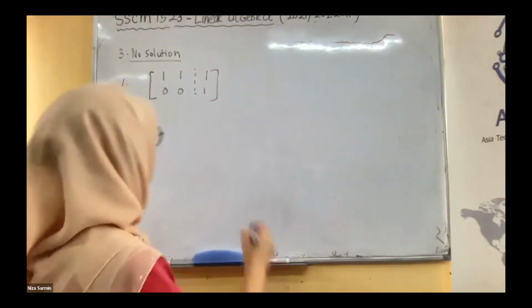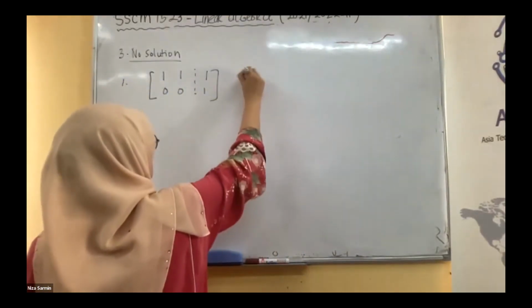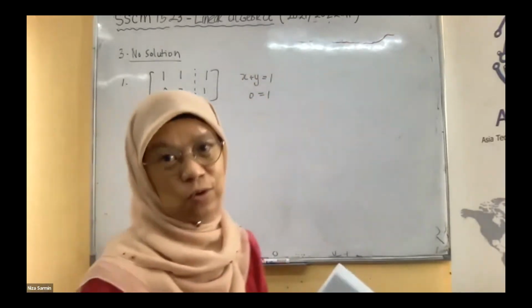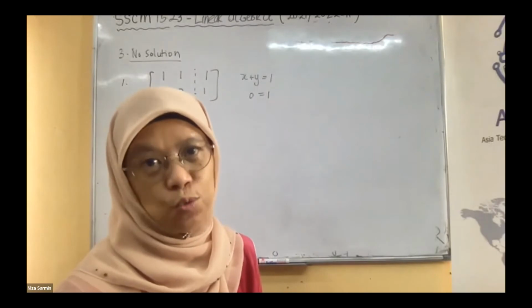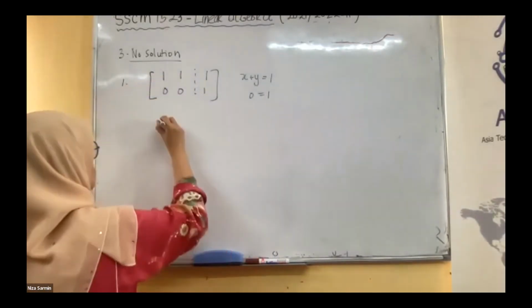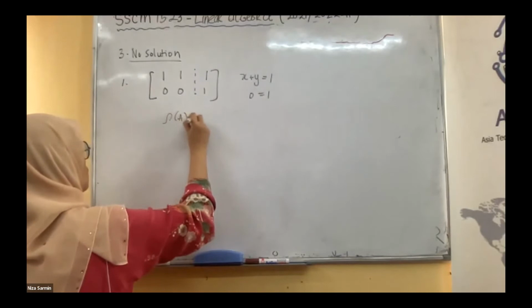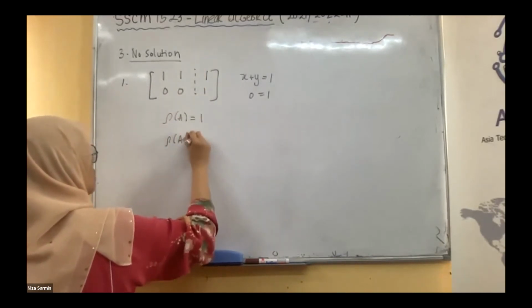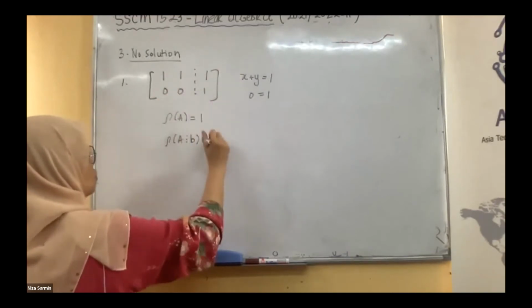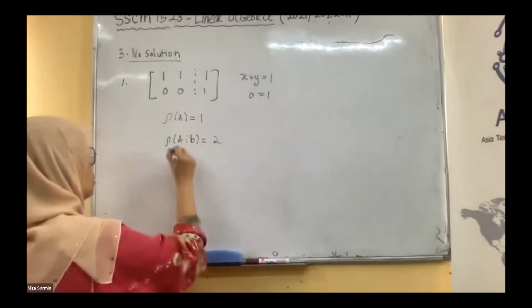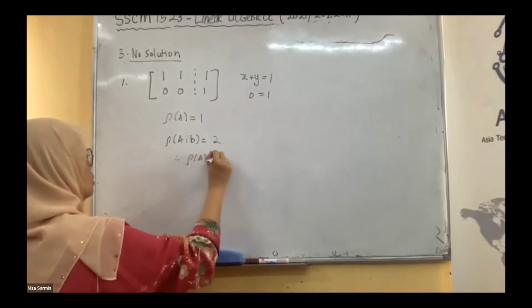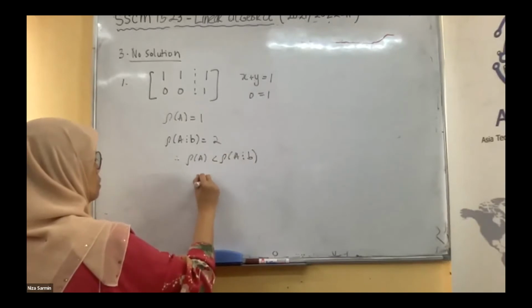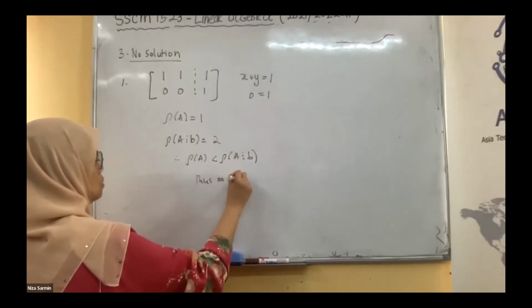So when you want to write out, if you don't do the rank, you will write like this. 0 equals 1 is false, so no solution. That is one way to write. You can also write rank of A is 1, rank of AB is 2. Right? So rank of A is less than rank of AB, thus no solution.